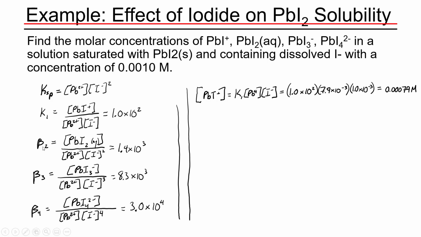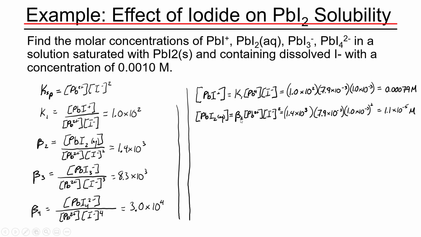We can do the same process with the beta 2 expression to find the concentration of soluble lead-2 iodide. PbI2 aqueous is equal to beta 2 times the concentration of lead times the concentration of iodide squared. And once again, from the Ksp, we got this concentration and that concentration, and we know the value of beta 2. So the concentration of PbI2 aqueous can be found as 1.4 times 10 to the third times 7.9 times 10 to the negative third times 1.0 times 10 to the negative third squared, giving us a PbI2 aqueous concentration of 1.1 times 10 to the negative fifth molar.